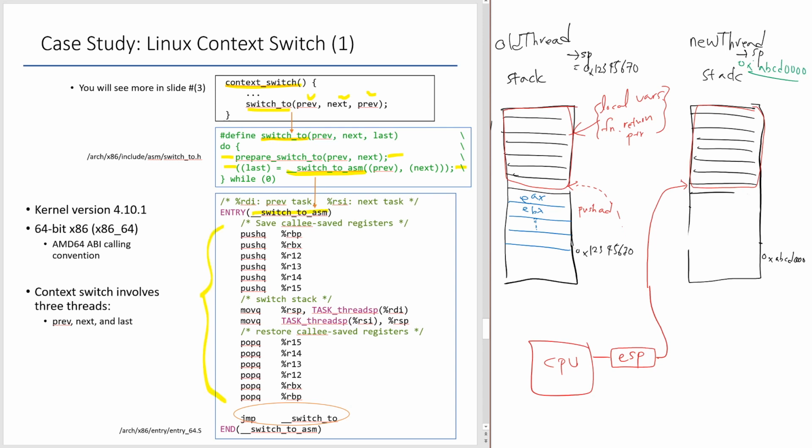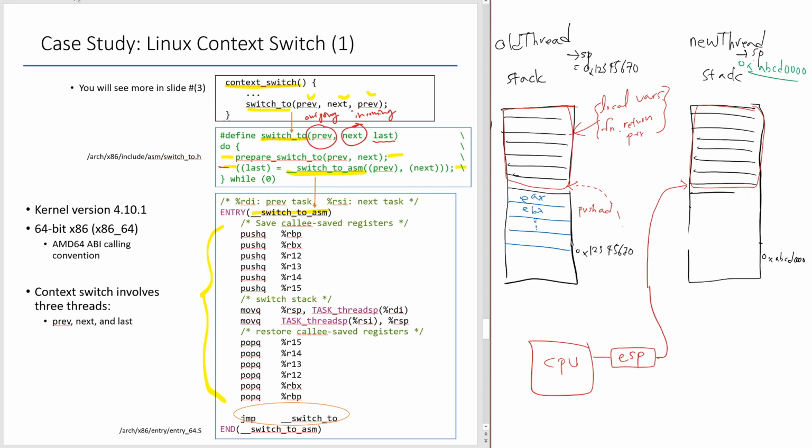This is assembly code. Before we talk about this assembly code, let's clarify some of these variables. The previous refers to the outgoing thread, and next is the incoming, and the last, we will talk about it in a moment, but this is the one after context switch. You want to have reference to the outgoing thread, but if you actually switched out, you lose that context as well. So basically this is there to remember it for you.